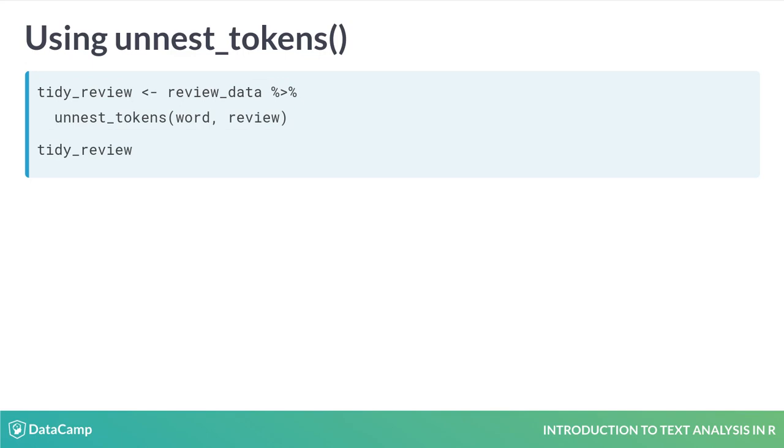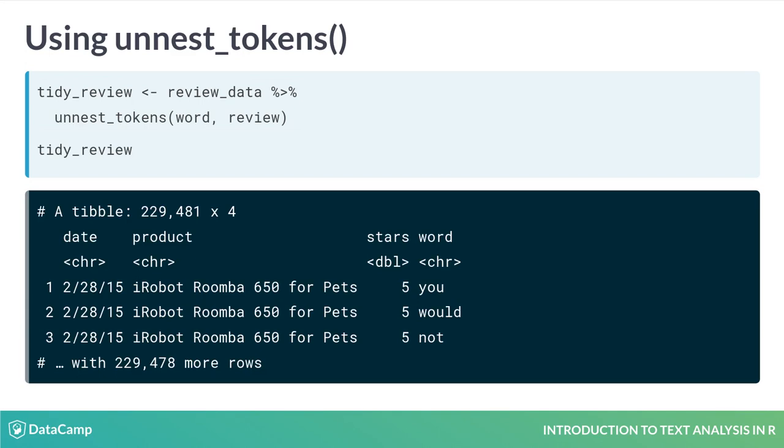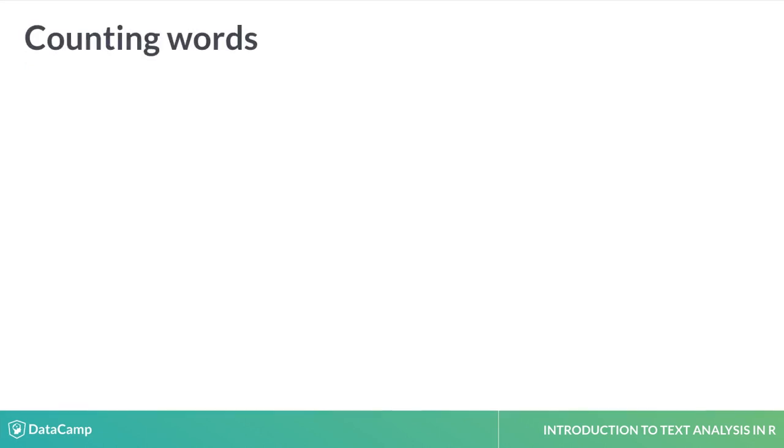Instead of a column with a review in each row, we now have a column with a single word in each row. As a bonus, unnest_tokens has done some cleaning for us. Punctuation is gone, each word is lowercase, and white space has been removed. Having a single word per row means the total number of rows in the dataset has exploded from 1,833 to 229,481. Now that we have imposed a tidy structure on the text, we can count words using the count function.